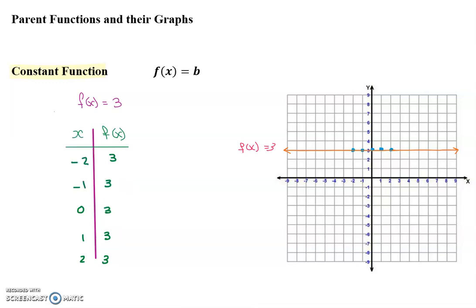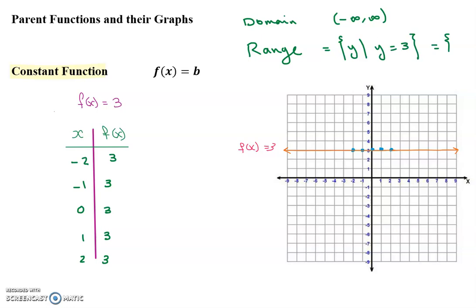Now when it comes to this function, I would like to tell you about the domain and range. The domain for f(x) equals 3, as you can see, covers everything on the x-axis, so it will be from negative infinity to infinity, or you can say all real numbers. What about the range? The range on the y-axis covers only one point, which is 3. So the range will be y, where y equals 3, or you can say it's just 3.